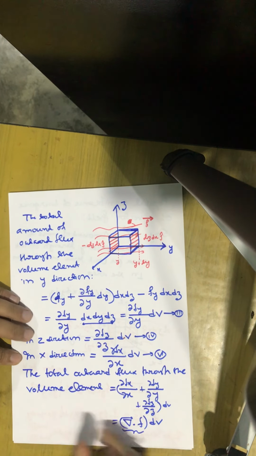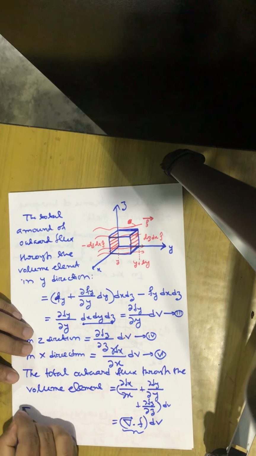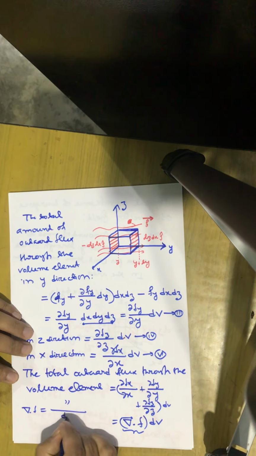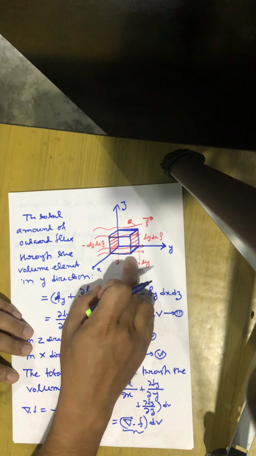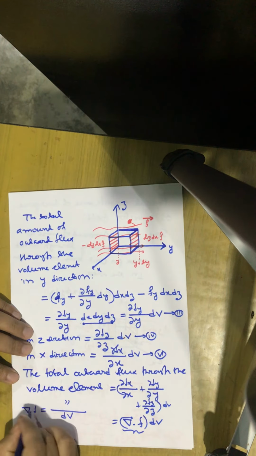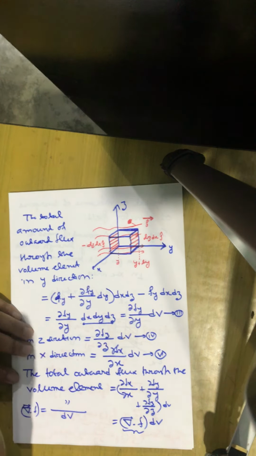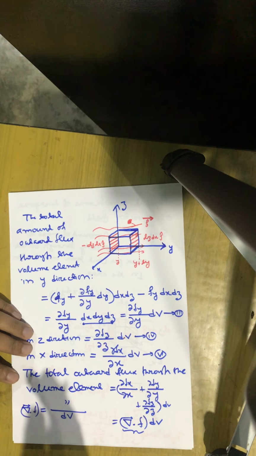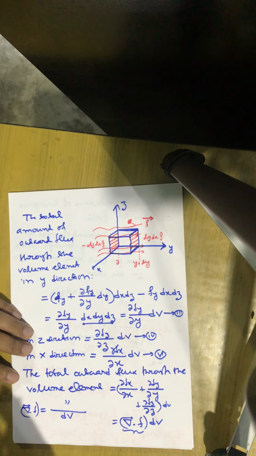From this expression, one can see del dot f is equal to this total flux divided by dv, where dv is the value of that volume element. Therefore, del dot f physically represents what? It is nothing but the total outward flux per unit volume at each point of that vector field. So this is the physical meaning of the divergence of a vector field.